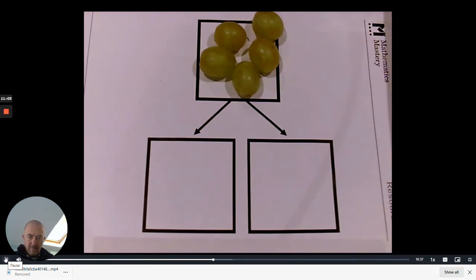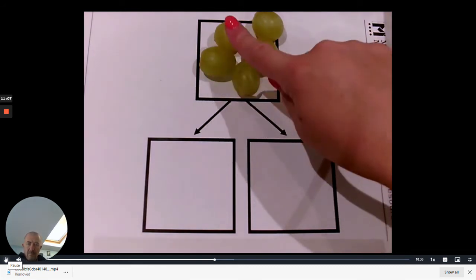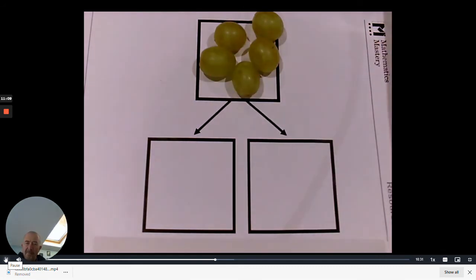Let's count to make sure. 1, 2, 3, 4, 5. So I could say 5 plus 0 is equal to 5. Harold didn't have any grapes to add in the end. Well done, everyone.